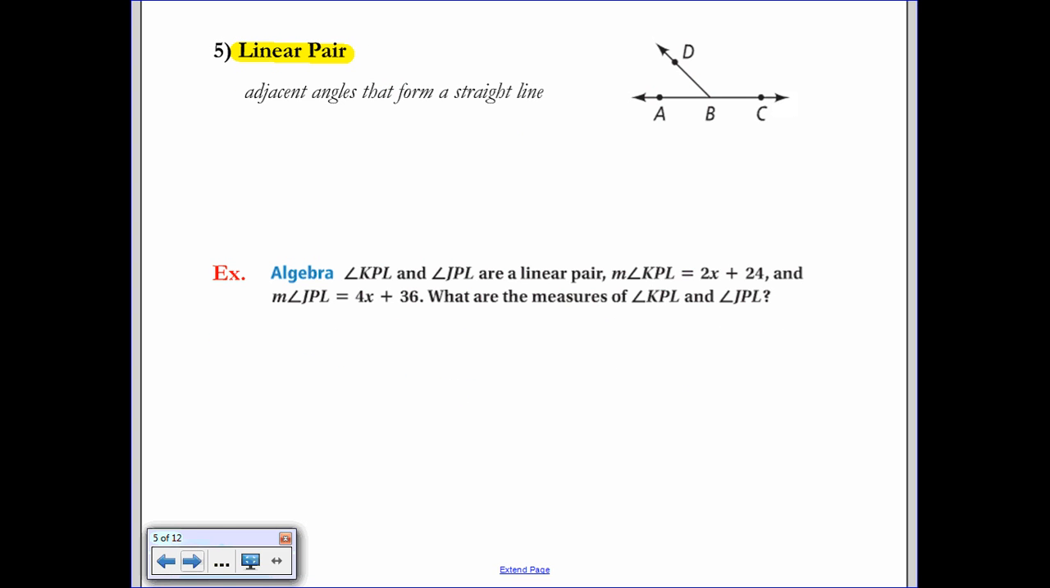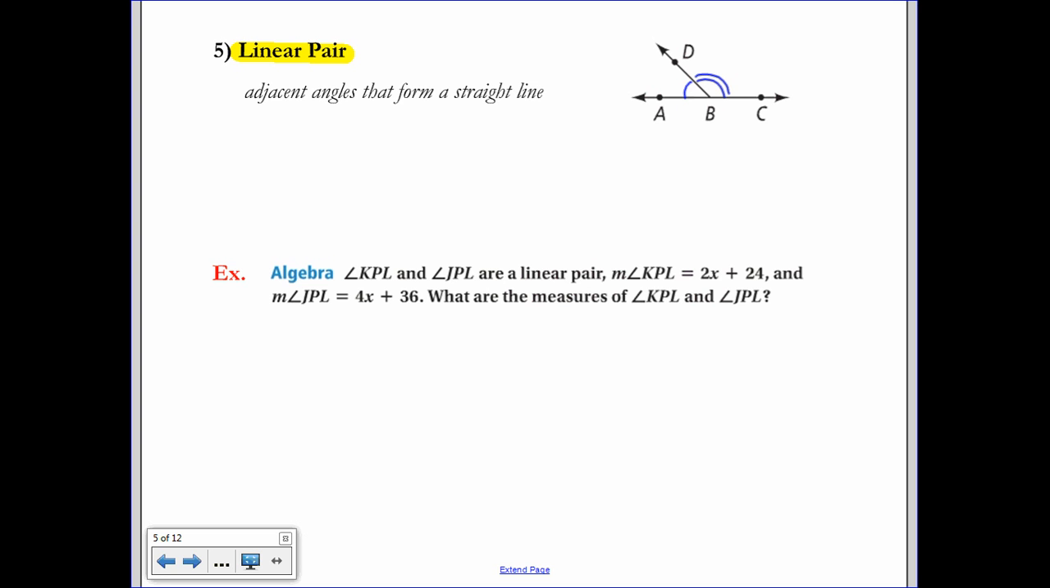A linear pair, however, does need to be adjacent. So a linear pair are adjacent angles that form a straight line. So this angle right here, ABD, is adjacent to DBC. Notice I put a single arc on one and a double arc on the other. That's just to show that their two angle measurements are not the same. But together, we know they must add up to 180 because ABC, the whole straight line ABC, is a 180-degree angle.